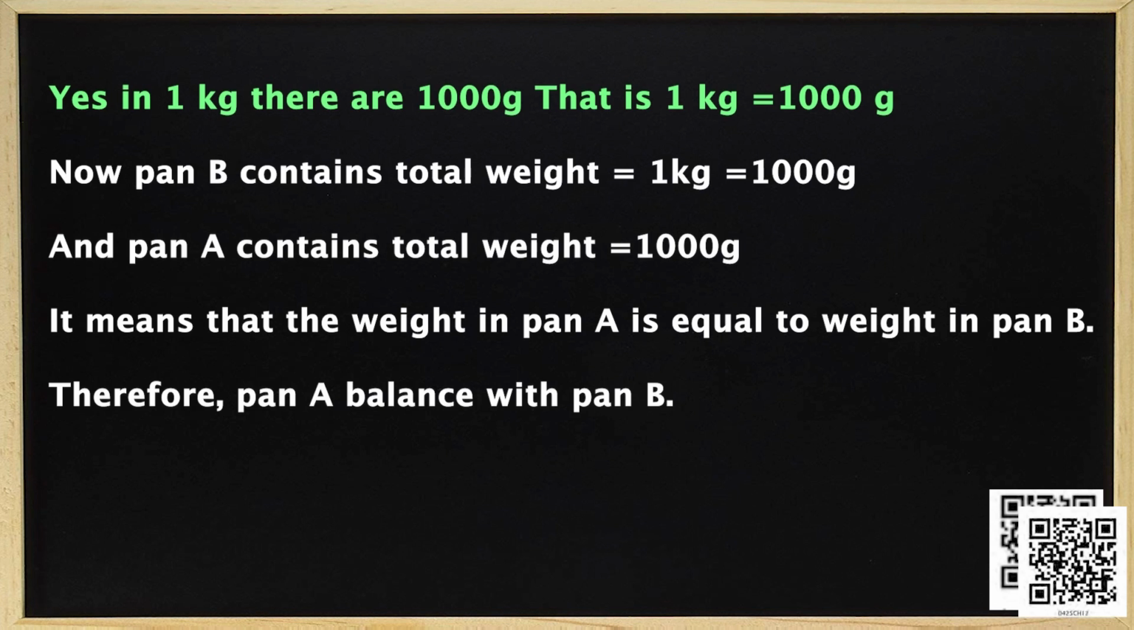Now, pan B contains a total weight of 1 kilogram, which is equal to 1000 gram, and pan A contains a total weight of 1000 gram. Dear students, now pan A contains 1000 gram and pan B also contains 1000 gram. So, what happened to the balance and which pan of the balance will go down and why?